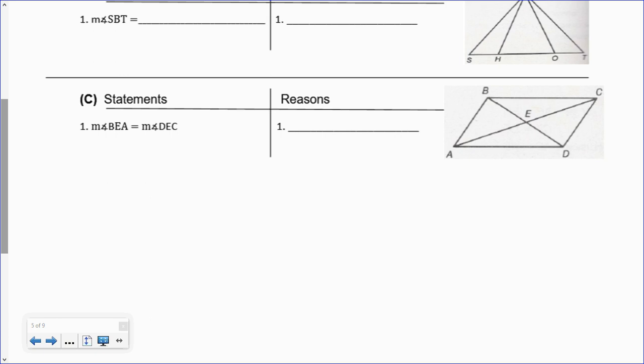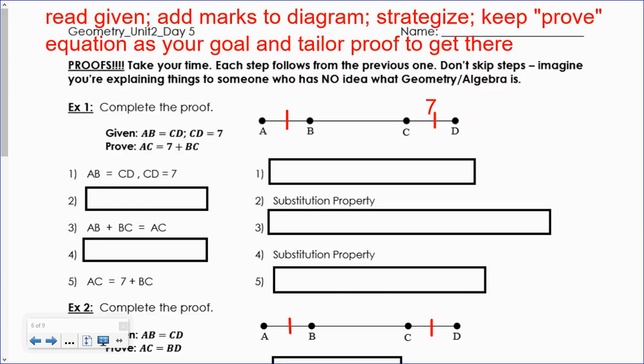And then for this one, if I said the angle BEA was equal to DEC, why would I know that? Because they're vertical angles. We use vertical angles a lot too. So if you want to say that two vertical angles are congruent, you would just say that they're congruent and say the reason would be vertical angles are congruent. It's pretty straightforward. So those are the most common things that we use for writing proofs.